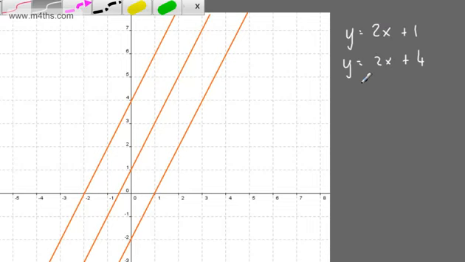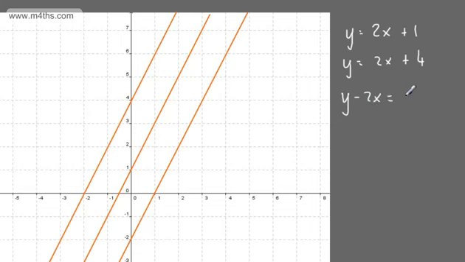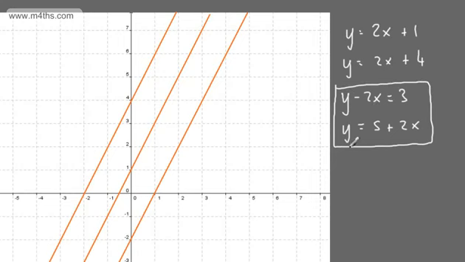So the value in front of the x is going to be the same. Often, though, you might get a hidden parallel line. So y minus 2x is equal to 3, and then y is equal to 5 plus 2x. Those are now parallel lines. They might not look it, but if you rearrange them into the form y is equal to mx plus c, the top one, add in 2x to both sides, and then just rewriting the bottom one, you can see now that the gradients are the same. So they're parallel lines.